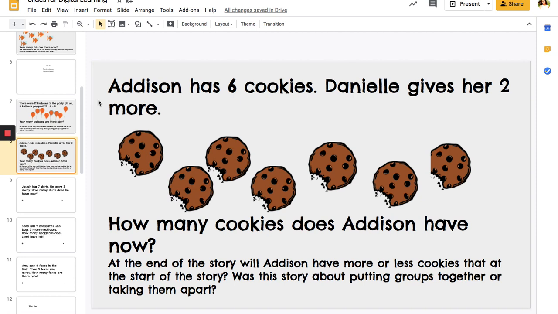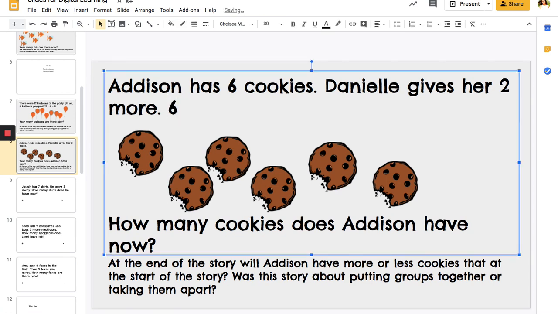Addison! Addison has 6 cookies. So immediately we're going to count our 6 cookies. 1, 2, 3, 4, 5, 6. Very good. So Addison has 6 cookies. Immediately I'm going to write my number 6.